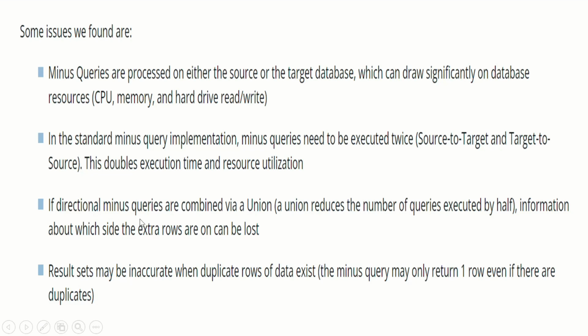And if directional minus queries are combined via union, a union reduces the number of queries executed by half. Information about which side extra rows are on can be lost. The result set may be inaccurate when duplicate rows of data exist. That is, the minus query may only return one even if there are duplicates.